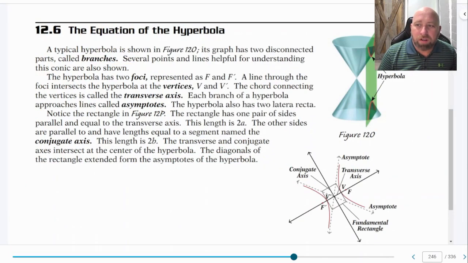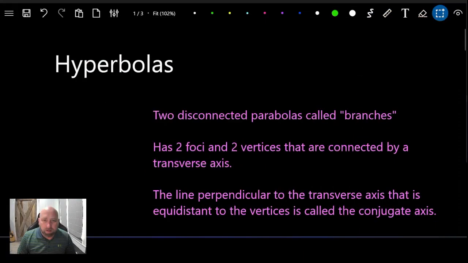So the equation of the hyperbola, a typical hyperbola is shown in figure 12.0. So this right here, this is the hyperbola. And now you've got to look, we're taking this section up here and this section down here. So it's two different parts or two different pieces. And you can follow along right here as I go through this on the computer screen.